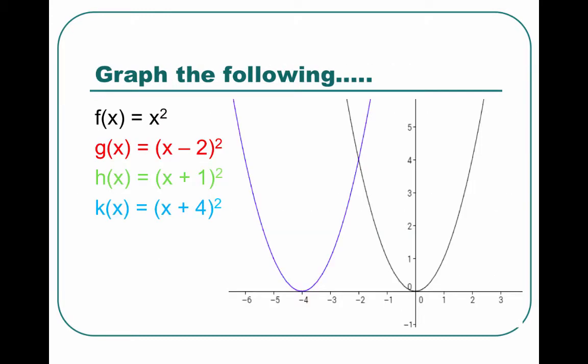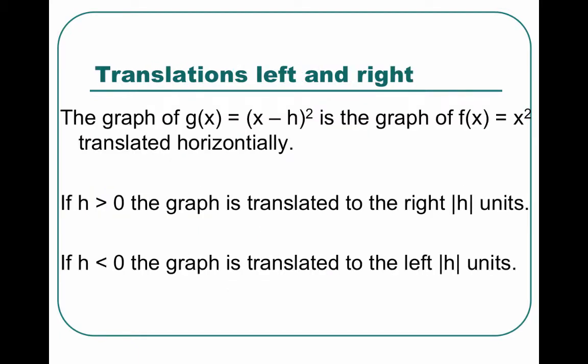If you think about it in terms of what it would mean to be x-intercept, what would make this 0? The value of negative 4 would make that one 0. And that's what we're looking for here. So it's the opposite idea. It says the graph of g of x equals x minus h squared is the graph, but we translate horizontally. So when we translate horizontally, notice if it's positive, so the minus is part of the solution. So we're going to go right.